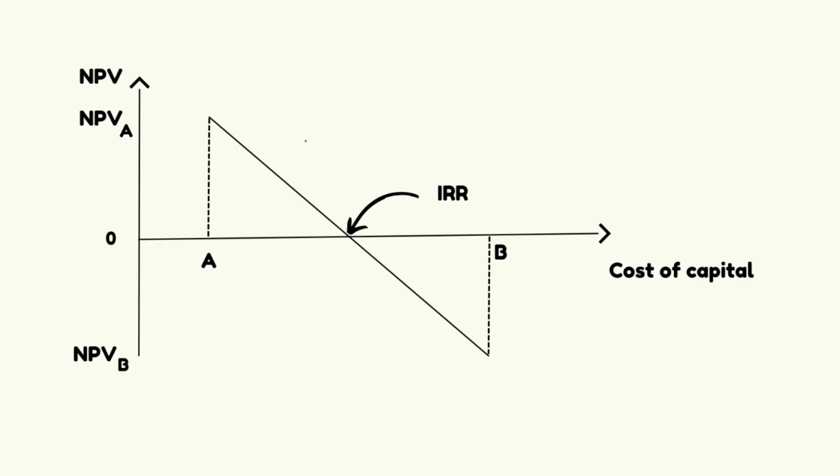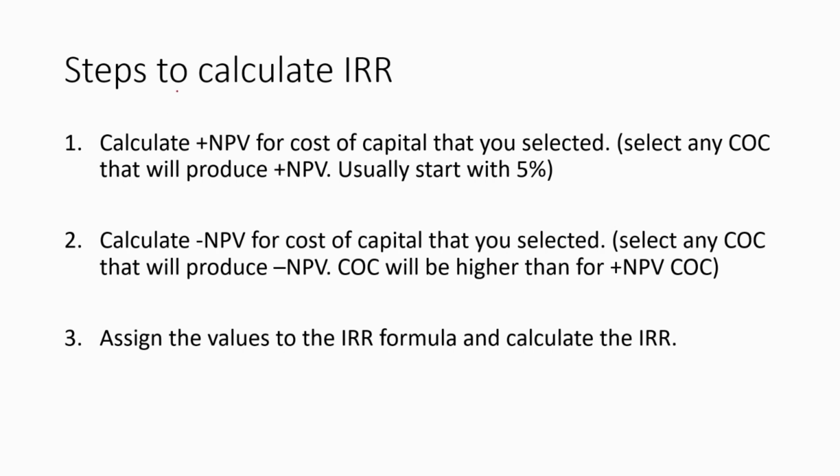Here we have now included the NPV A and NPV B values. In order to calculate the IRR value, we need to find the NPV A value, which is a positive NPV value, and we need to find the negative NPV value, as well as the respective cost of capital for those two NPV values. These are the steps to calculate the IRR.